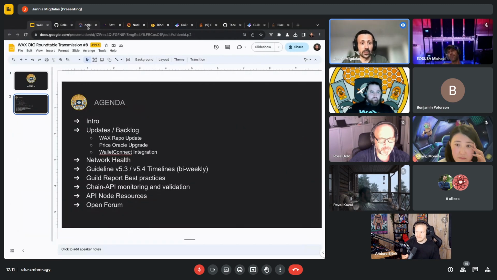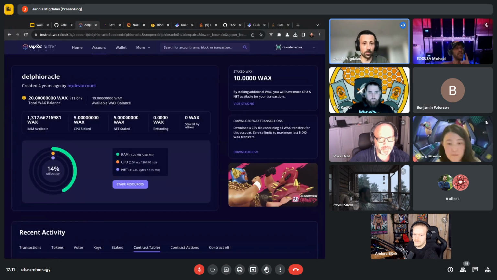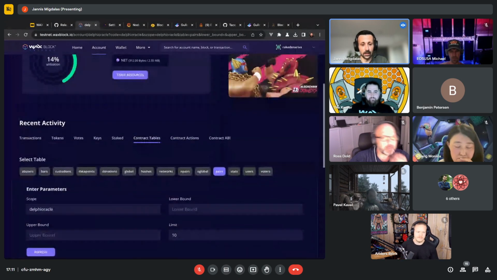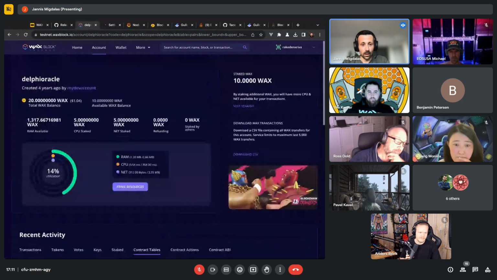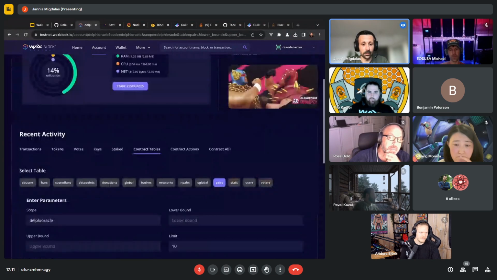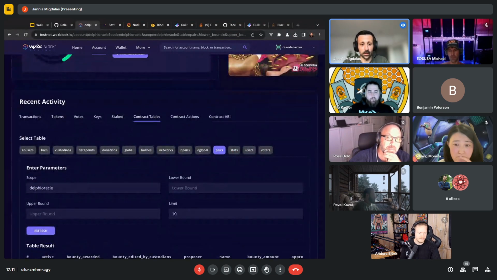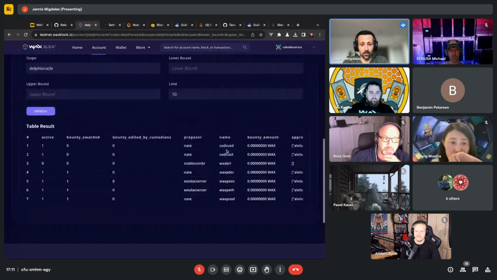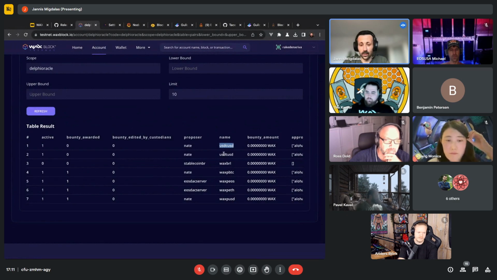Next thing on the agenda is the price oracle upgrade we are performing now. The background is we want to have USDT and USDC pairs on chain. We have concluded this on testnet on the contract Delphi oracle. Inside the contract table pairs, you can view the active pairs for now. USDC/USD and USDT/USD is now active on testnet. We are working on bringing it to mainnet.